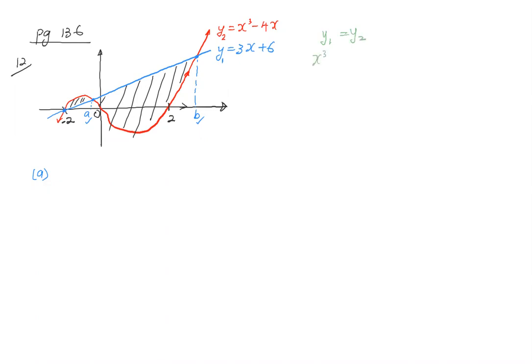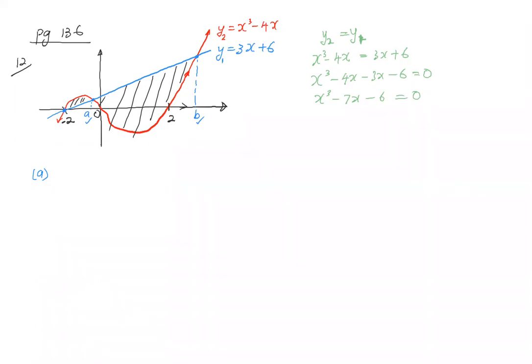x cubed minus 4x, this is Y2, or I can say Y2 equal to Y1, it's the same thing, okay? Equal to 3x plus 6. So I have x cubed minus 4x minus 3x minus 6 equal to 0. So I have x cubed minus 7x minus 6 equal to 0. So what is the best way to solve this?